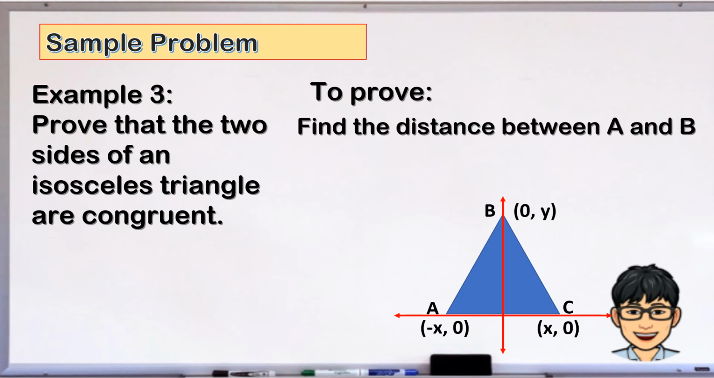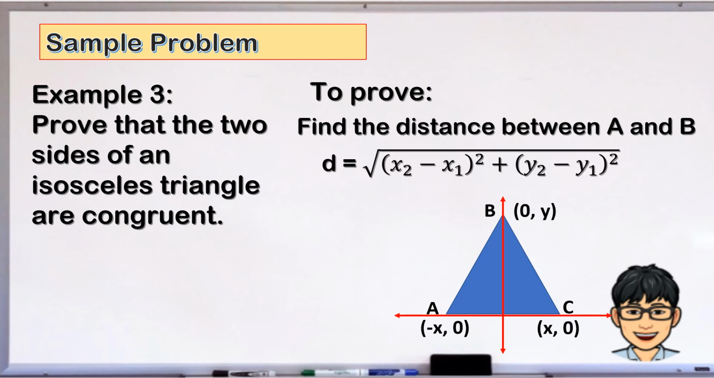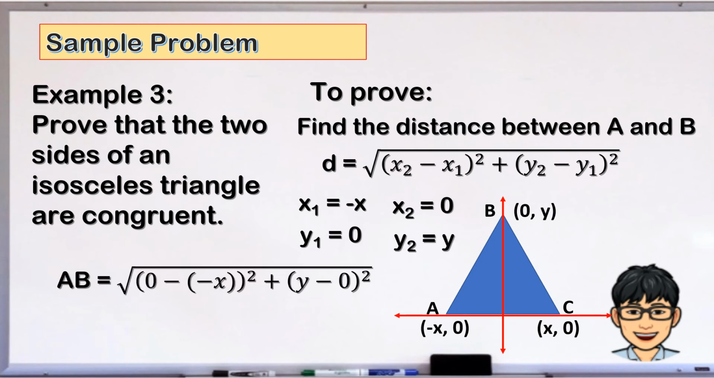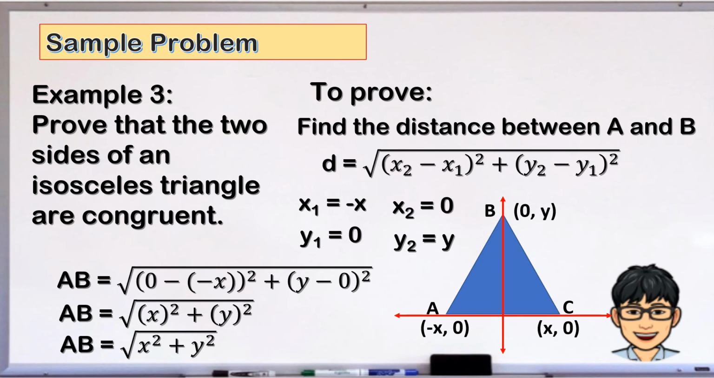So using the figure, let us find the distance between points A and B using the distance formula. So let x sub 1 is equal to negative x and y sub 1 is equal to 0, and then x sub 2 is equal to 0 and y sub 2 is equal to y. So by substitution, we have distance AB is equal to the square root of the quantity of 0 minus negative x squared plus y minus 0 squared. To simplify, we have the square root of x squared plus y squared. And the distance between AB is equal to the square root of x squared plus y squared.